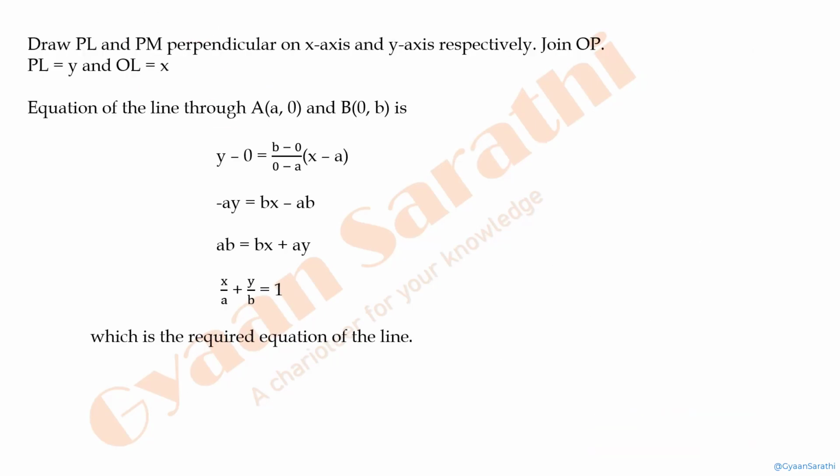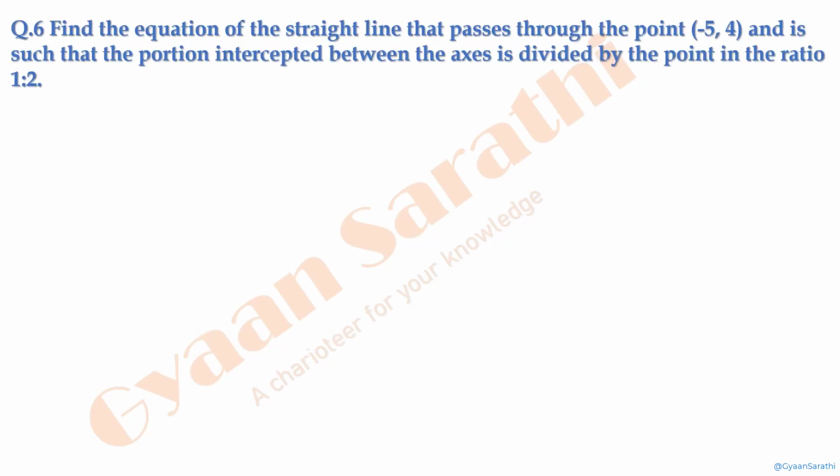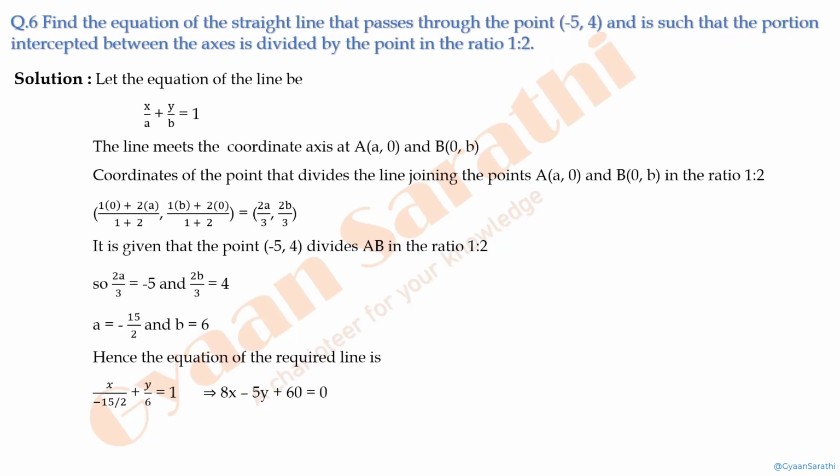Okay, so the same explanation here. Another question we have here: find the equation of the straight line that passes through the point (minus 5, 4) and is such that the portion intercepted between the axes is divided by the point in the ratio 1:2. So let us see how to solve this question. We just assume that the equation of the straight line is x by a plus y by b is equal to 1. Now this line will meet the coordinate axes at (a, 0) and (0, b).